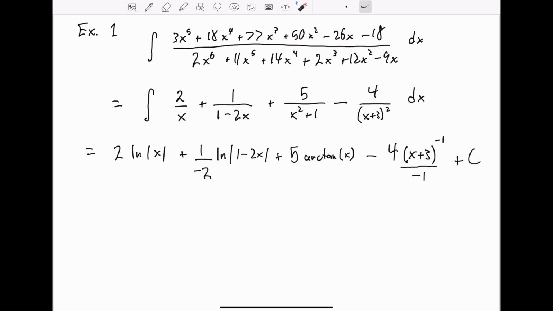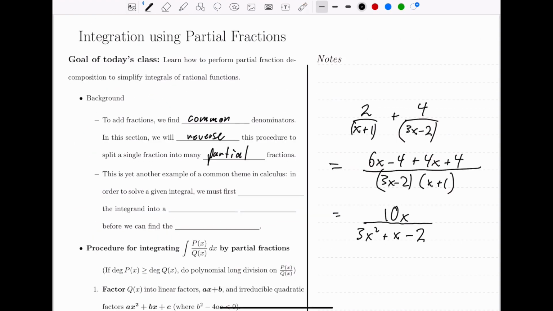Once again, think of the concept here. We can't directly integrate the original rational function. So we need a way to break the function apart into smaller rational functions so that we can integrate each of those separately. That's what integration by partial fraction decomposition is all about. Let's go back to the front of the handout.